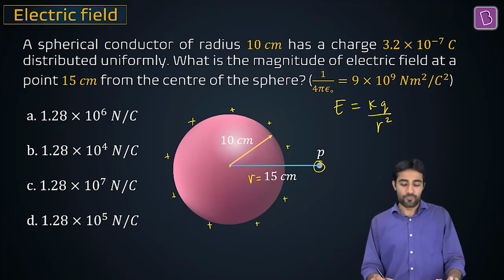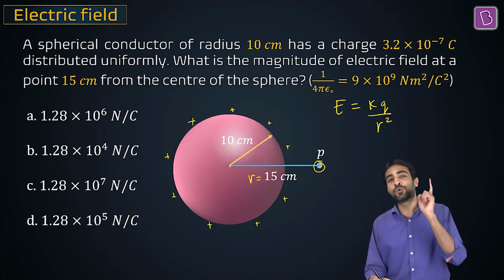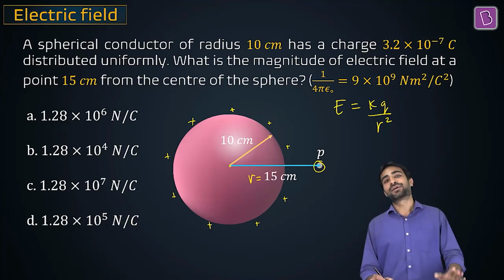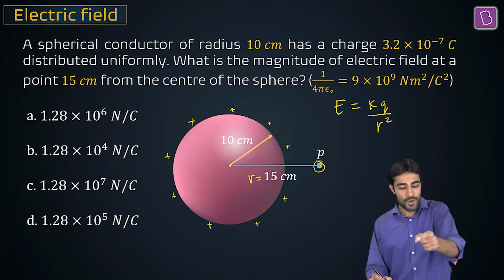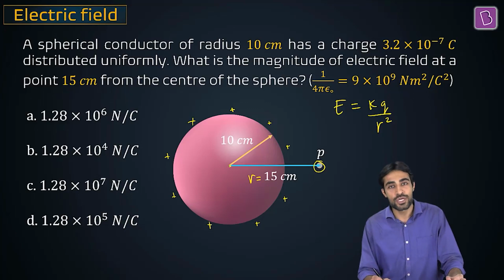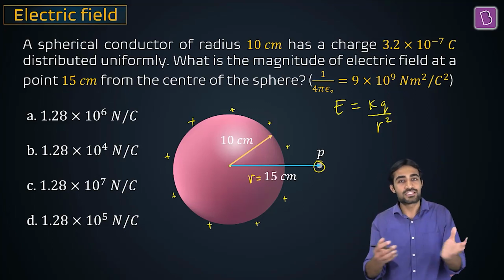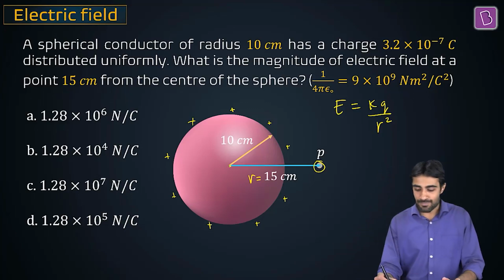Now this formula is applicable only and only when the point is outside the sphere. If we have a point inside the sphere, then the electric field is zero due to this uniform charge distribution on the outer boundary of this sphere. Okay. Now let's apply the formula.